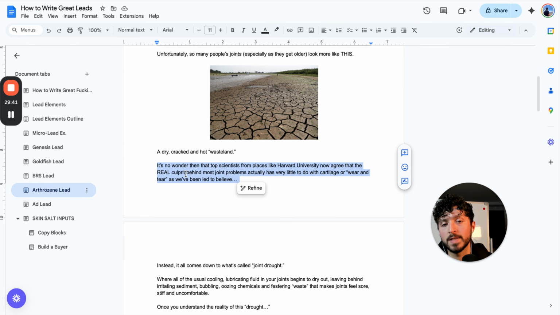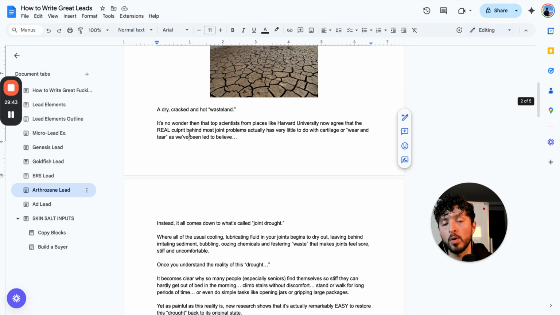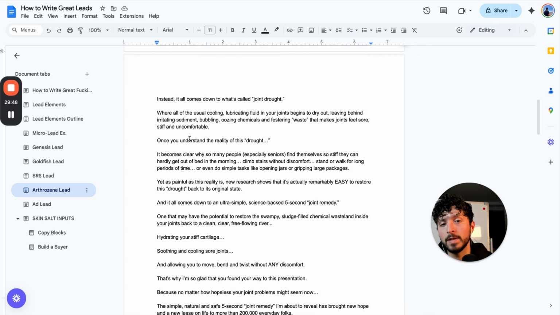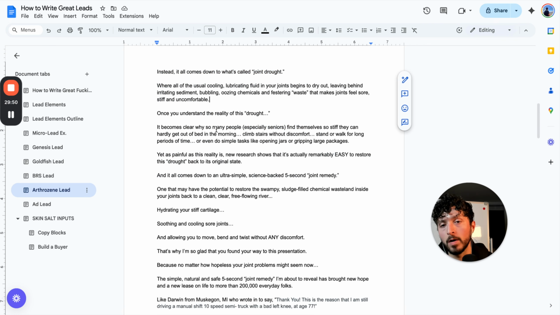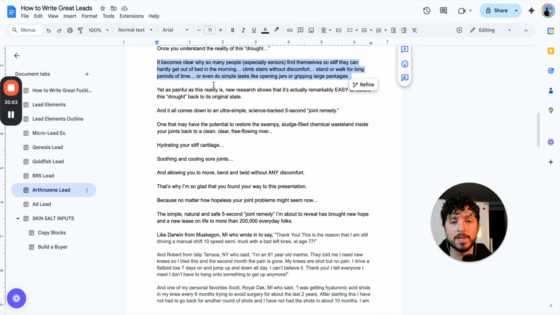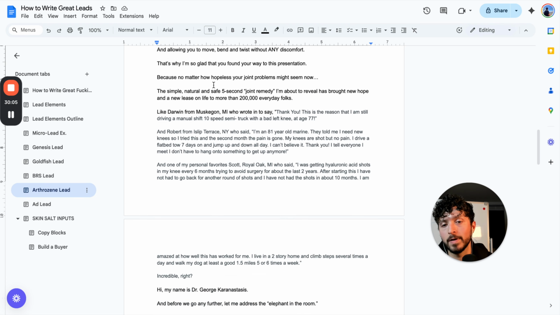It's no wonder, then, that top scientists from places like Harvard University now agree the real culprit behind most joint problems actually has very little to do with cartilage or wear and tear, as we've been led to believe. Instead, it comes down to what's called joint drought, when all the usual cooling, lubricating fluid in your joint begins to dry out, leaving behind irritating sediment, bubbling, oozing chemicals, and festering waste that makes your joints feel sore, stiff, and uncomfortable. Once you understand the reality of this drought, it becomes clear why so many people, especially seniors, find themselves so stiff they can hardly get out of bed in the morning, et cetera, et cetera.